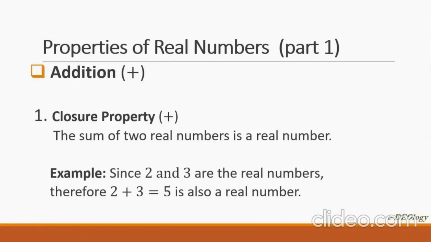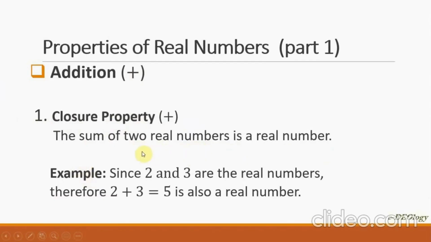Hi everyone, today we're going to study Properties of Real Numbers Part 1. We are going to start with the operation of addition as denoted by this plus sign. The first property is what we call closure property. The closure property says the sum of two real numbers is a real number.